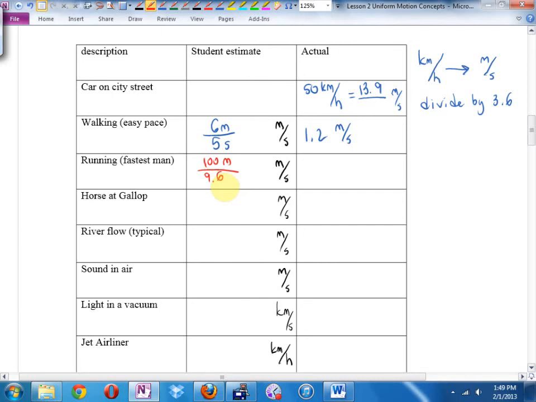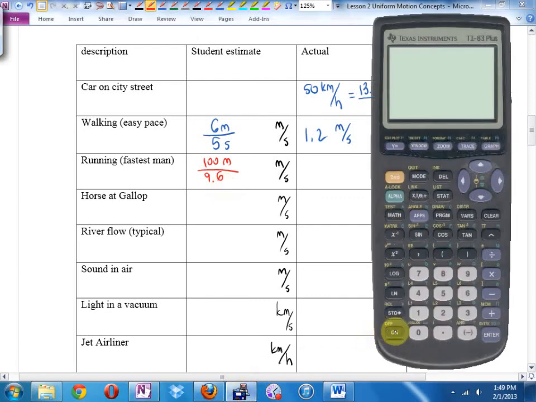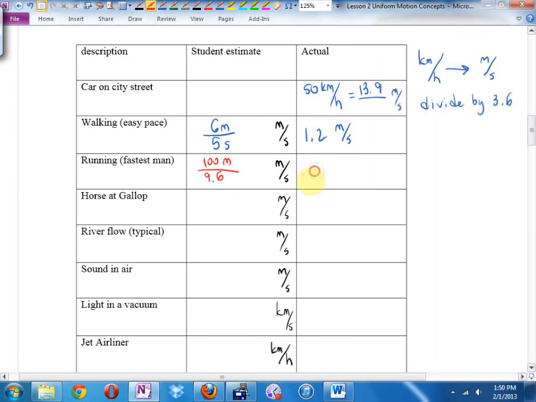Okay. Distance over time, again. How fast? Can someone crunch the numbers? What is 100 divided by 9.6? 10.4-ish. We'll go to 1 decimal point. About 10.4 meters per second.